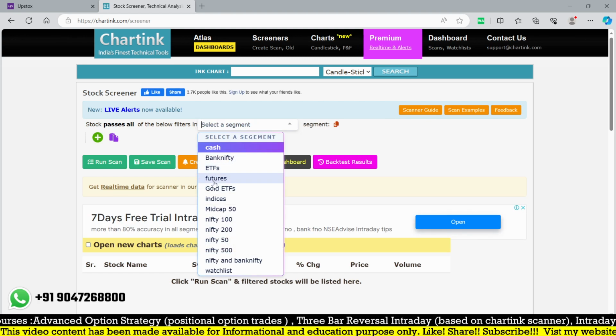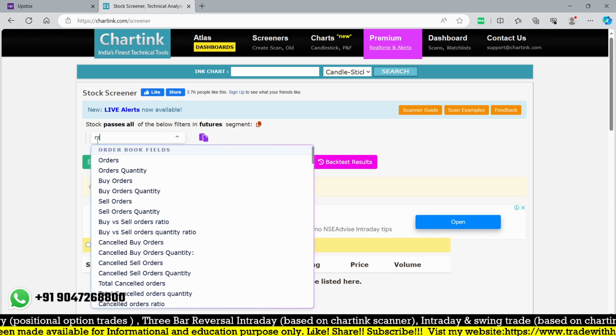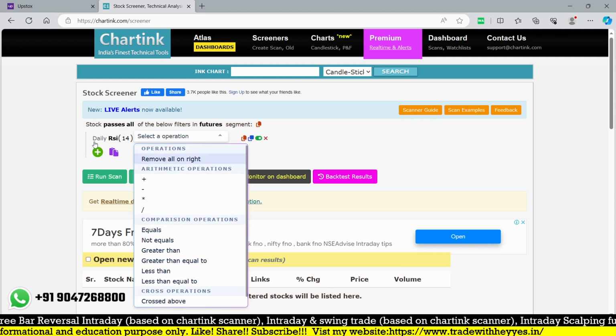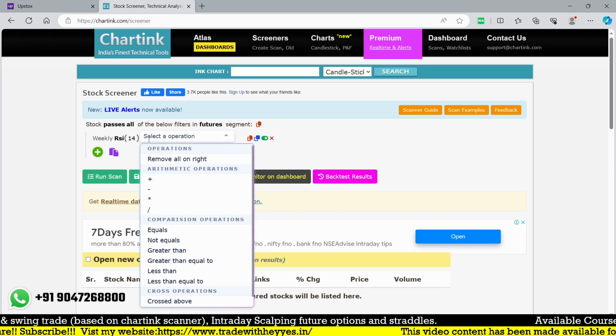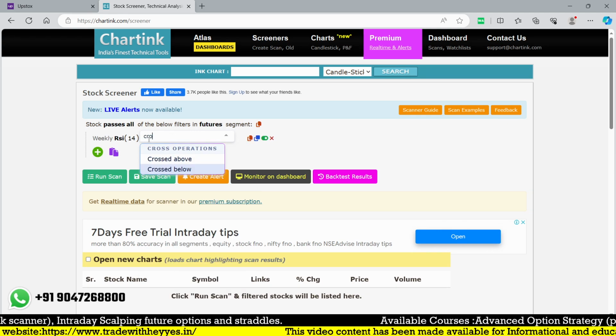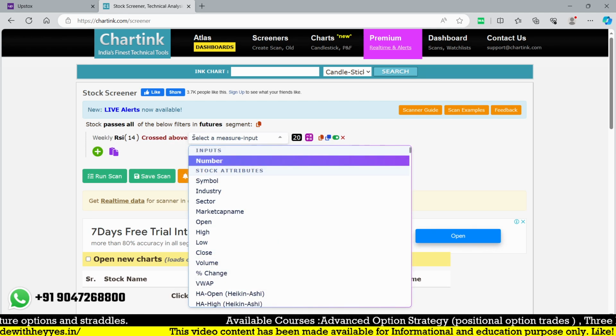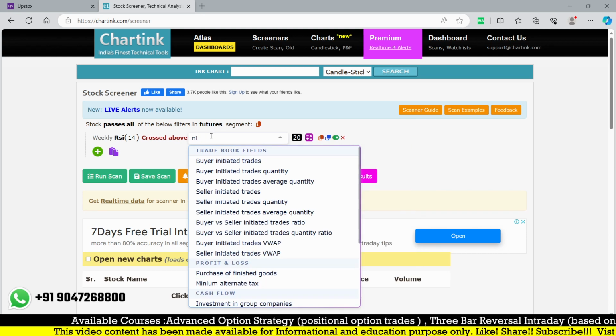I'm going to make the RSI and use it for weekly. Weekly RSI must cross above. So I'm looking for it to cross above the number 30.